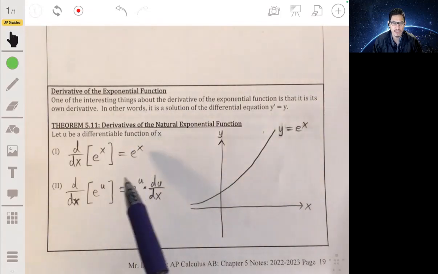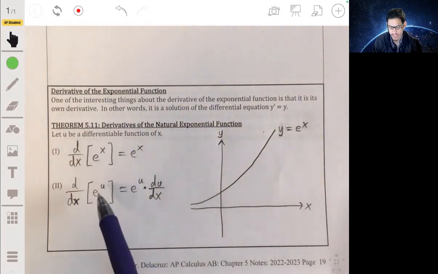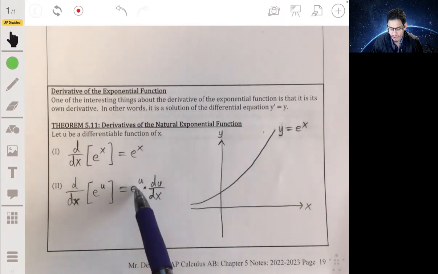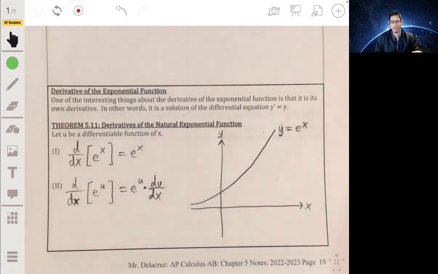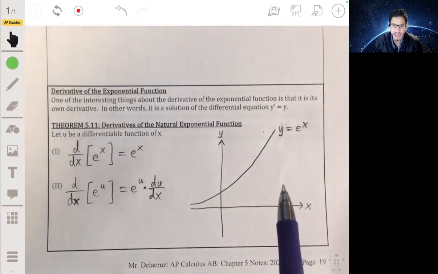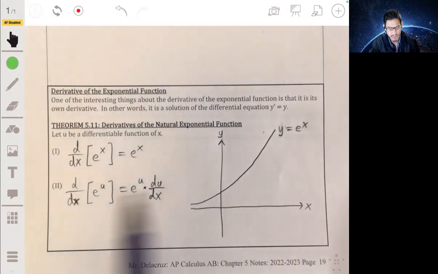And you can apply that to a composite function. So let's say you have e to some other function, so e to the u. You just got to use the chain rule. It's e to the u times du dx. So it's a pretty convenient function because the derivative is really easy to find. So we're going to be practicing that. But let's first look at the graph so you can make sure you understand geometrically what's going on here.